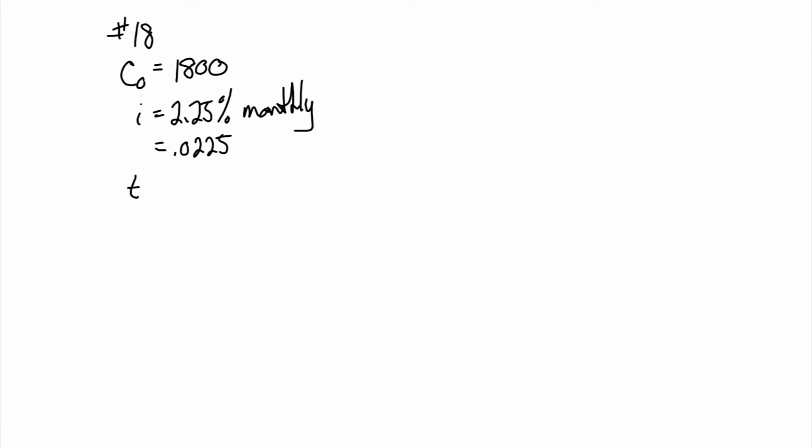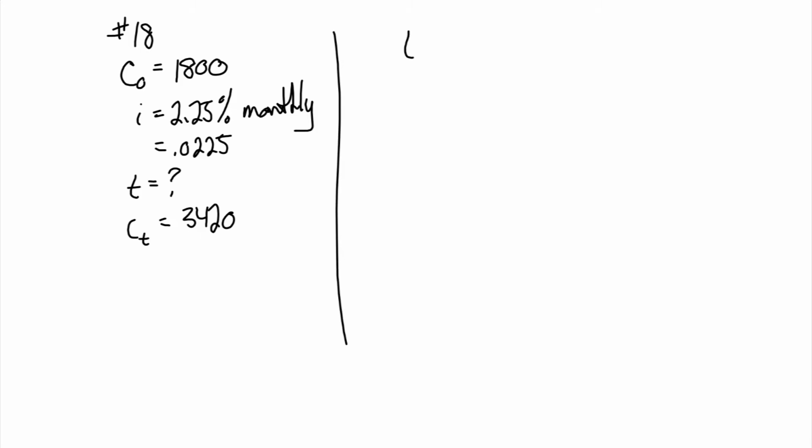Number 18. $1,800 is invested at a monthly simple interest rate of 2.25%. How long does it take for the investment to be worth $3,420? Reading it again, $1,800 is invested, so that's our C0. It's a monthly simple interest rate of 2.25%. I'll convert that into a decimal right now, so I divide by 100. How long does it take? So we're looking for the term, and the final value we're given is CT of 3420.